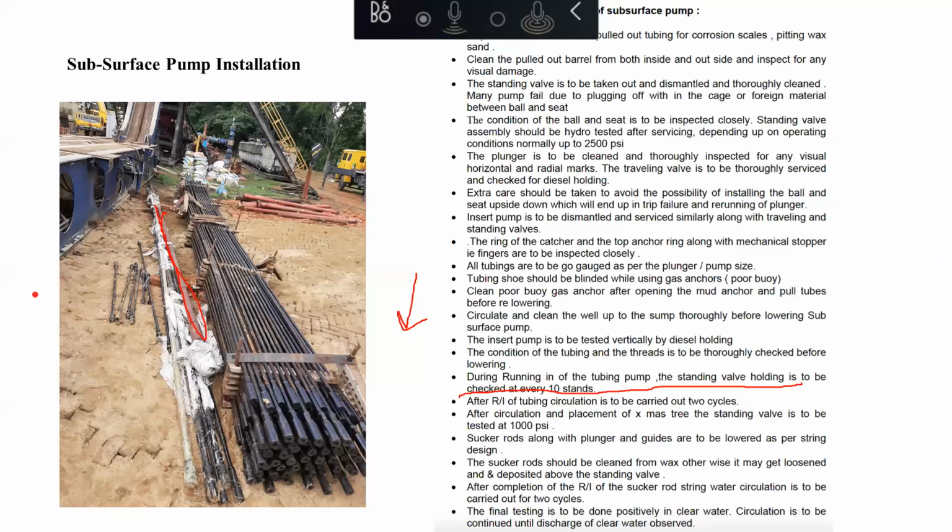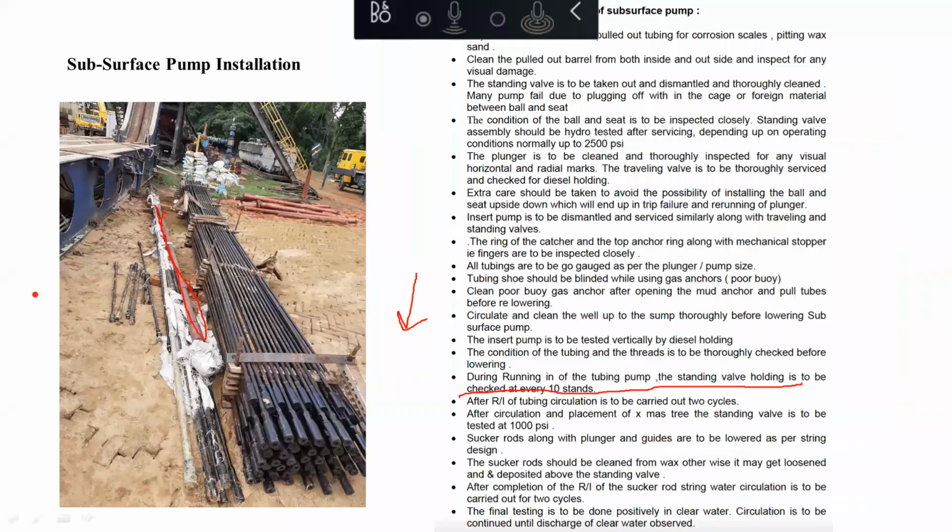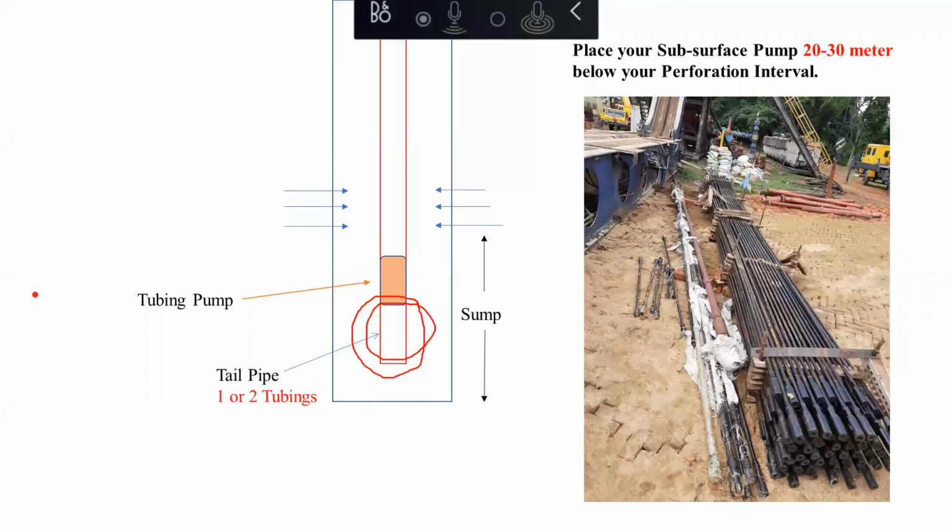If the 100 kg holds by the pump, you will continue your tubing running in. So every 10 stands or every 10 singles, you are going to test your pump at 100 kg. So remember that when you are working in a workover rig, whether it's private or government, when you are installing your subsurface pump, you need to test your tubing or the pump at every 10 stands at 100 kg.